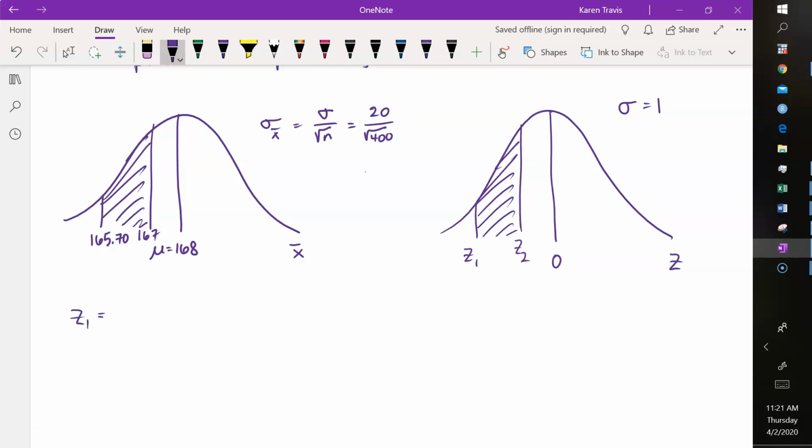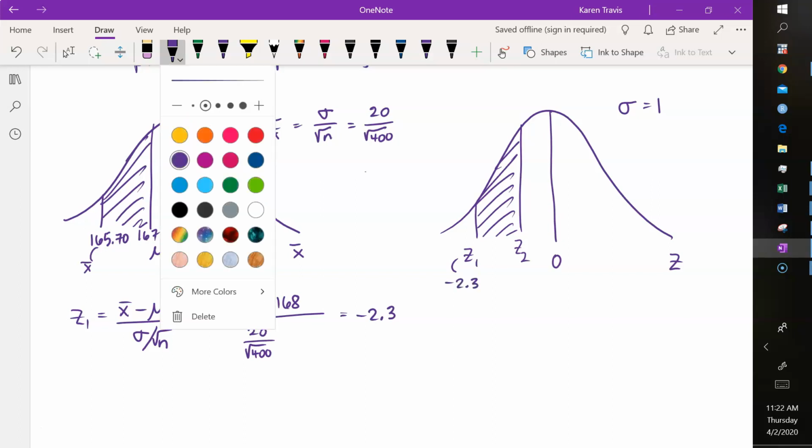So Z1 comes from X bar minus mu over sigma over square root of n. And the X bar that I'm using is the first one, which is 165.7 minus mu of 168. Sigma is 20 over square root of 400, and I will get a negative 2.3. So that's Z1.